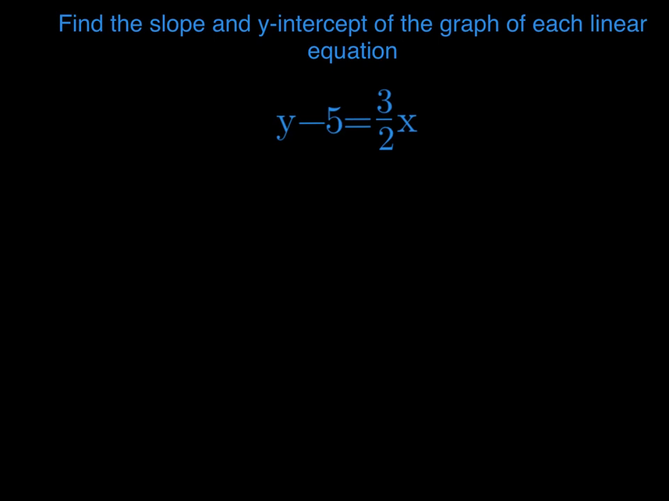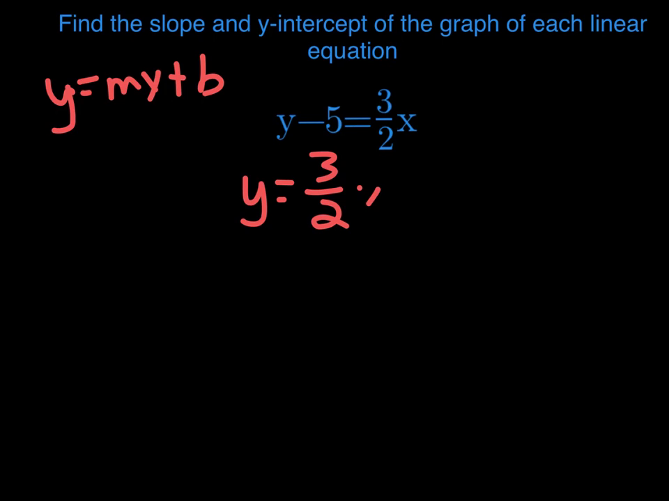Same thing here. The only difference is that you're not in y equals mx plus b form. You're not in slope-intercept form. So you need to get into slope-intercept form, and to do that, we need to get the y by itself. And so we're going to add 5 to both sides. When we add 5 to both sides, we get y equals 3/2 x plus 5. Now we're in y equals mx plus b form, and now we can easily find the slope and the y-intercept.